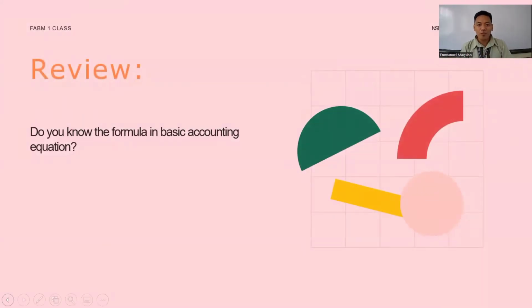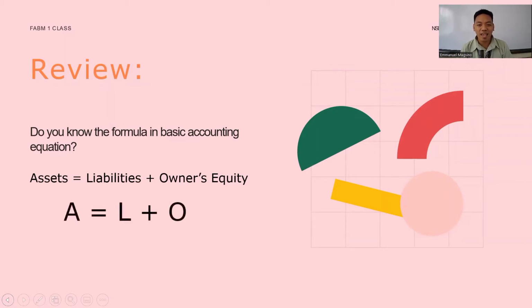So let us review our previous lesson. Do you know the formula in the basic accounting equation? Yes, chat. Very good. So the formula for our accounting equation is assets is equal to liabilities plus owner's equity, or we can say that A is equal to L plus O.